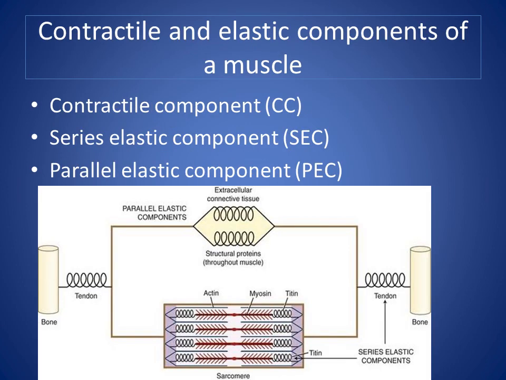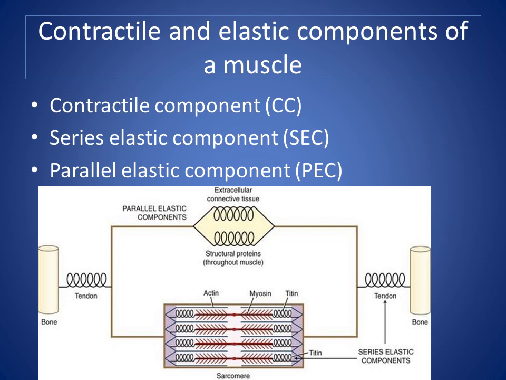Now coming to the contractile and the elastic components of a muscle. These are the contractile component first, then the series elastic component, and the third one is parallel elastic component. In the figure below you can see the muscle is attached to the bone through tendons on both sides. You can see on both sides a cylinder like structure which is the bone, and it is attached to the muscle through tendon. And in the middle, in the lower side, is the muscle proper, that is the contractile component, which includes actin and myosin. There are also series elastic components in the muscle. You can see on the side of the actin and myosin.